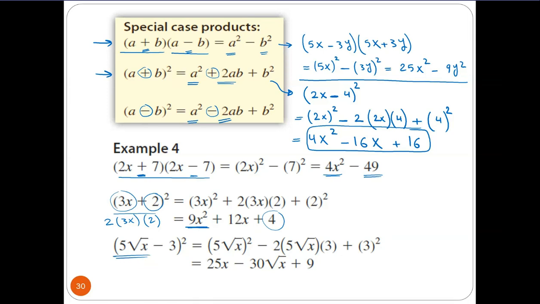This is the first square, the square of 5 is 25, the square of radical x, and 2 multiplied by 5 radical x multiplied by 3, 2 multiplied 5, 10 multiplied 3, 30 radical x, and the second square equals 9. Okay, any question?